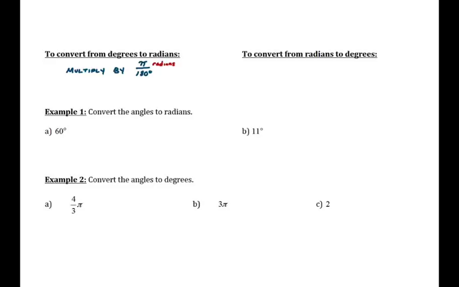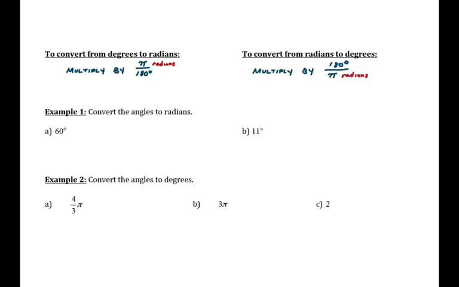And then the converse of that, the flip side of that, is if I want to convert from radians to degrees, then I would multiply my angle in radians by the conversion factor of 180 degrees over pi radians. And the unit you'll be left with there is degrees. So let's take a look at an example.